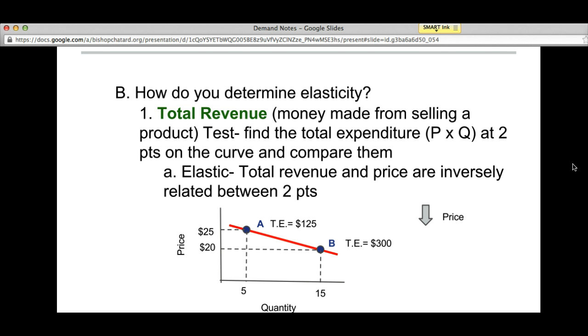So total revenue is 125 at point A and 300 at point B. So our total revenue went up. So price went down, total revenue went up. They go in opposite directions, so therefore this is elastic. Do you see it? Kind of, sort of, maybe?